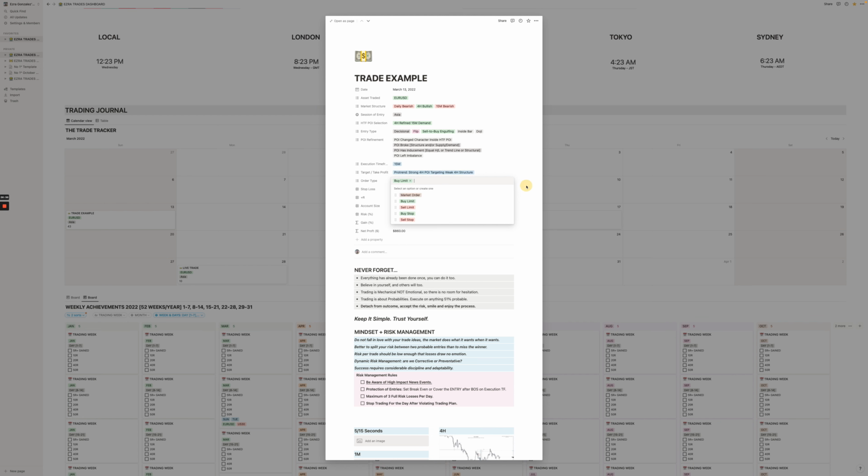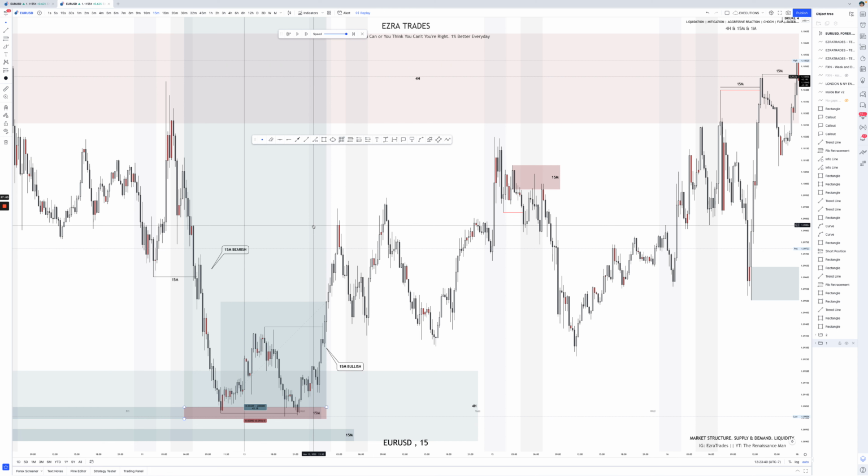We have a buy limit. Our stop loss was 5 pips. Let's say, for example, in this case, the trade ran once it hits your TP about 43.18 R.